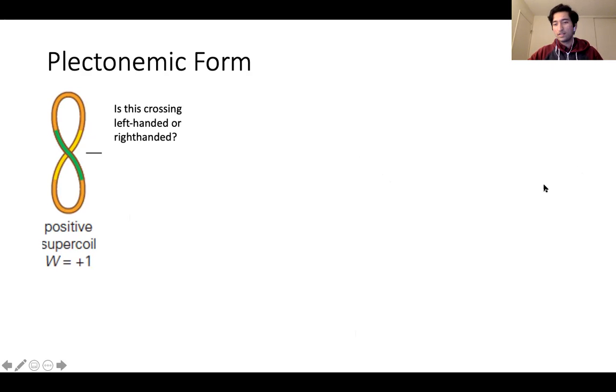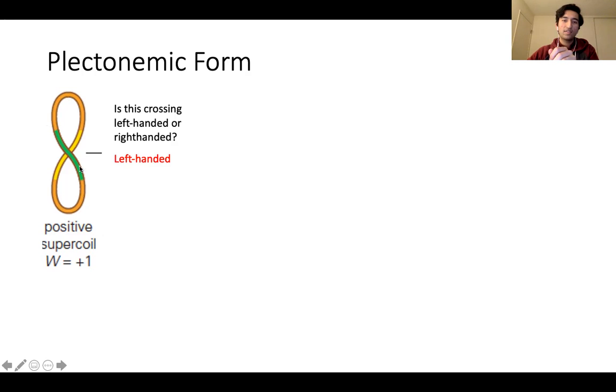Okay, I'm seeing a couple of votes for left-handed. Yeah, so this is an example of left-handed crossing, so that's correct. And the reason for this is that if you look at the way that this green strand is coming in front of the yellow strand, you can imagine trying to take your left hand, and as you follow the green strand, as soon as you get to this point, you will need to curve inwards, and only the fingers on your left hand would be able to do that.